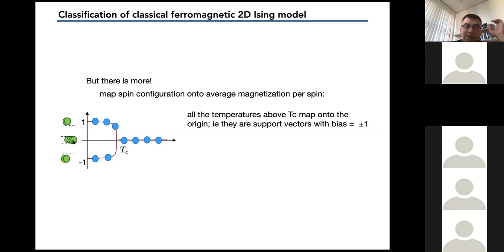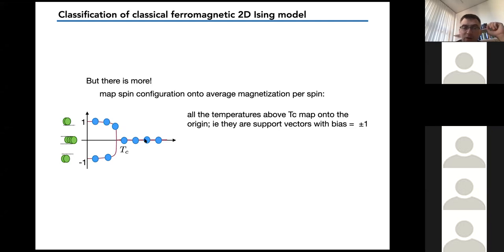But the new thing is that because all the data from the paramagnet map essentially onto zero, onto the origin of my classification problem here, they also must be support vectors. So the origin becomes a support vector. It must be exactly on the margin. That means the bias takes a specific value, plus or minus one, depending on whether I look at paramagnet versus ferro or ferro versus para.